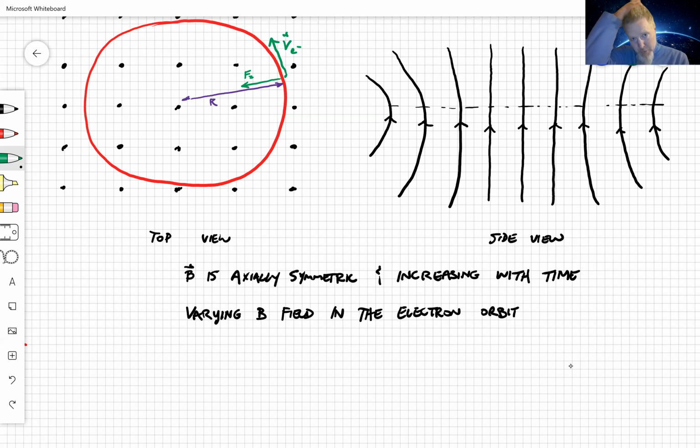So we know the direction of the orbit of the electron. It's going counterclockwise. And what we're going to do is increase the magnitude of the magnetic field. So we've got a varying B field, I mean varying with time. So that means we've got Faraday's law to think about.